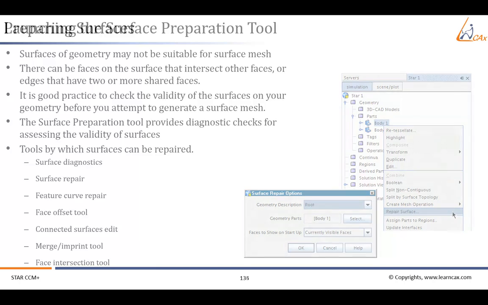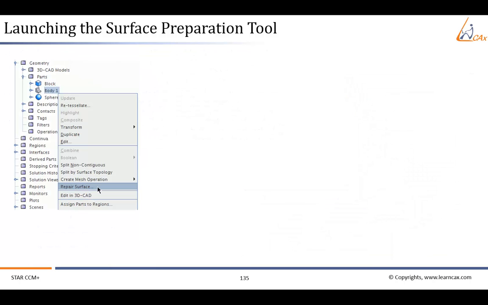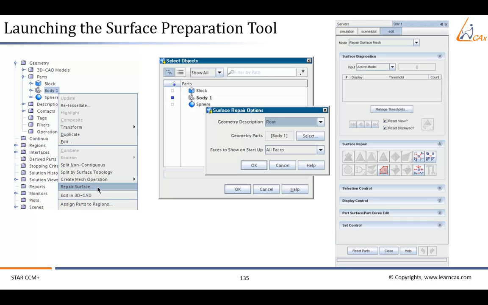Let us see how to launch the Surface Preparation tool. First, right-click on the Geometry part and select Surface Repair in the pop-up menu list. Then, select Objects and Surface Repair options. Once we click OK, the Surface Preparation dialog box appears. Here, we use various surface preparation tools.